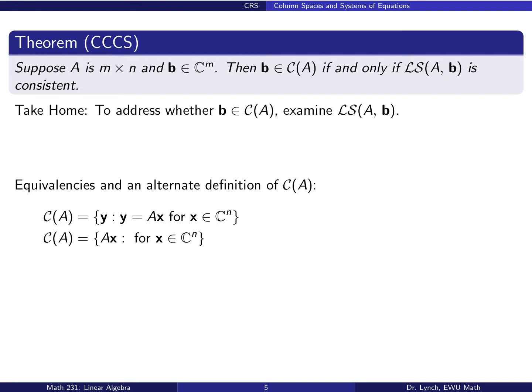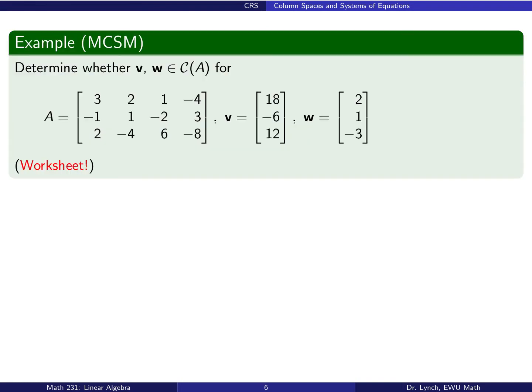Okay, column space. So here are a couple problems for you to work on. Go ahead and have a look at whether the vector v and the vector w are in the column space of this matrix A. And again, the way we do that is by examining the associated linear system.